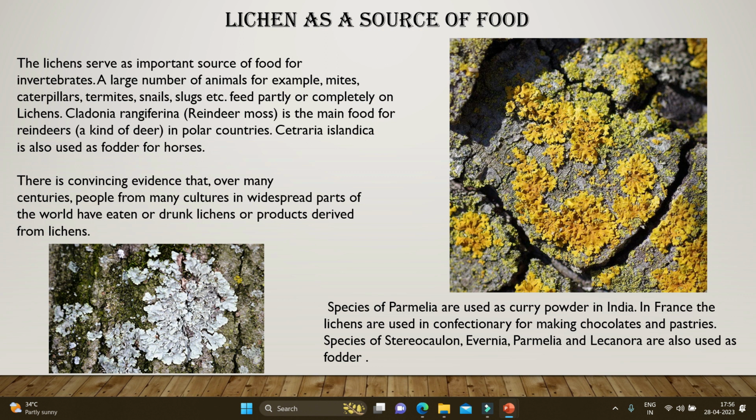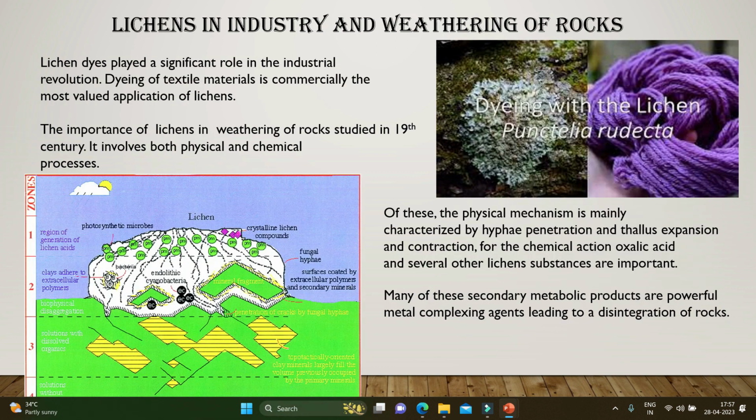When it comes to India, we all are quite aware of this. The picture on the left-hand side is a Parmelia. In Kannada, we call it kalhu, most commonly used as a curry powder in India. Whereas in France, lichens are used in confectionery for making chocolates and pastries. Species of Stereocaulon, Evernia, Parmelia, and Lecanora are also used as fodder. Next, sir.